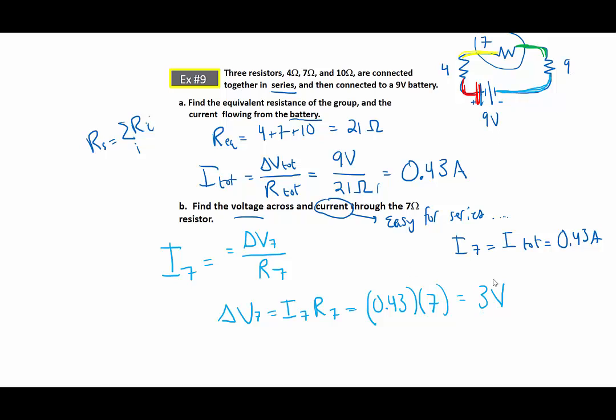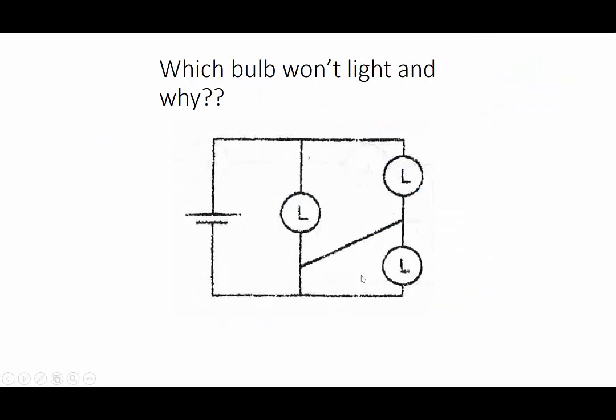Okay. All right, this has been an intro podcast on series and parallel circuits, and what I recommend you do is try to work through multiple choice questions 16 through 18. Oh, I got one more part of the lesson, I'm sorry. This is just kind of a last little bit here. Which bulb won't light and why?